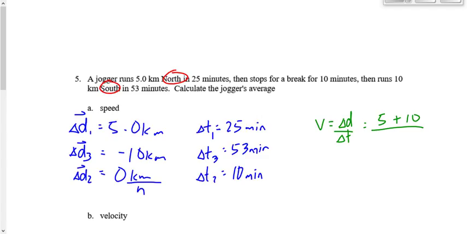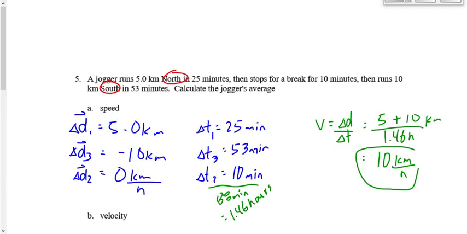Divide it by the time of, what is this? 98 minutes? 88 minutes? Which is 1.46 hours. Add them up and then divide by 60 to get hours. So 15 divided by 1.46 gives me an average speed of, what is that, 10.227, 10 kilometers per hour. There's my average speed.